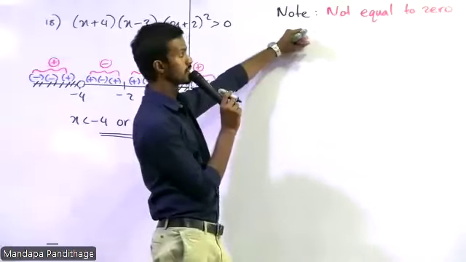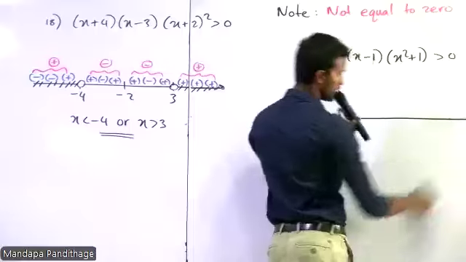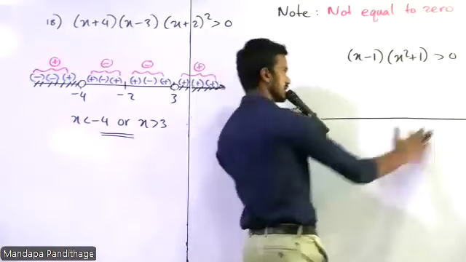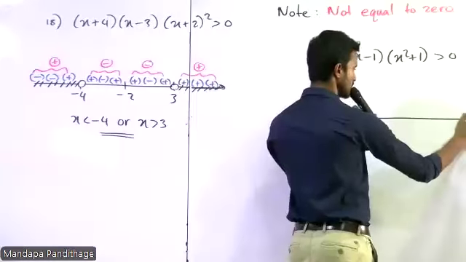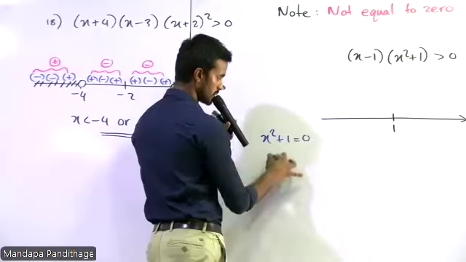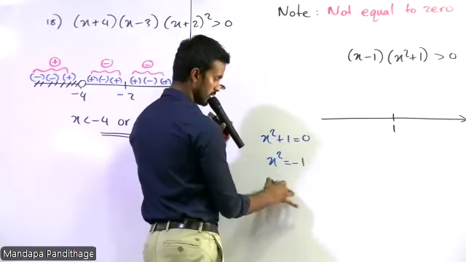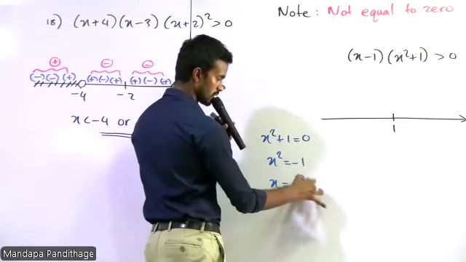Okay, all good. So what we normally do here is we take this number line and mark the values that make each factor equal to 0. So this becomes 0 at x equals 1. And if you try to find the value that makes this 0, look what happens. x squared plus 1 is equal to 0. x squared is equal to minus 1. So x is equal to root minus 1.